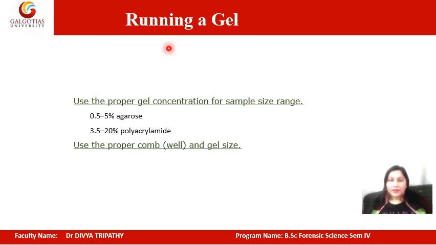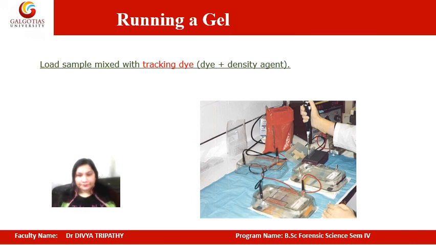Now, how do we run a gel for gel electrophoresis? We have to use the proper gel concentration for the sample size range. Generally, we use 0.5 to 5% agarose or 3.5 to 20% polyacrylamide. We have to use the proper comb and gel size. This is a picture of a gel electrophoresis instrument. You can see the different electrodes here. A micropipette is used to fill the grooves formed by the comb, and then after closing the circuit, the separation will occur on the gel plate.